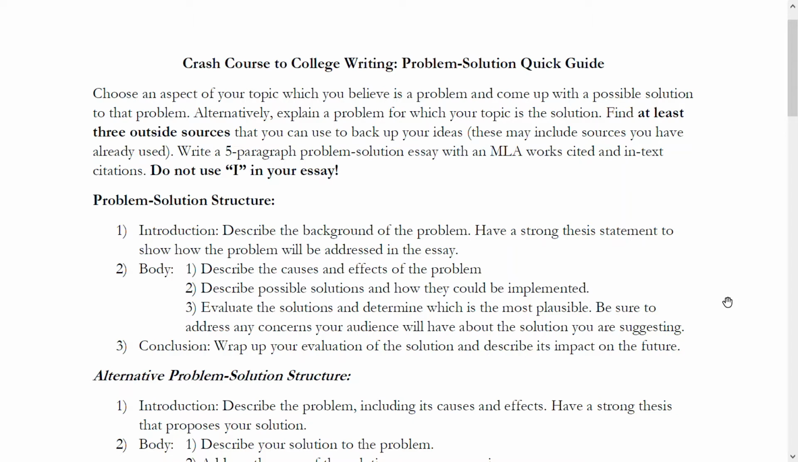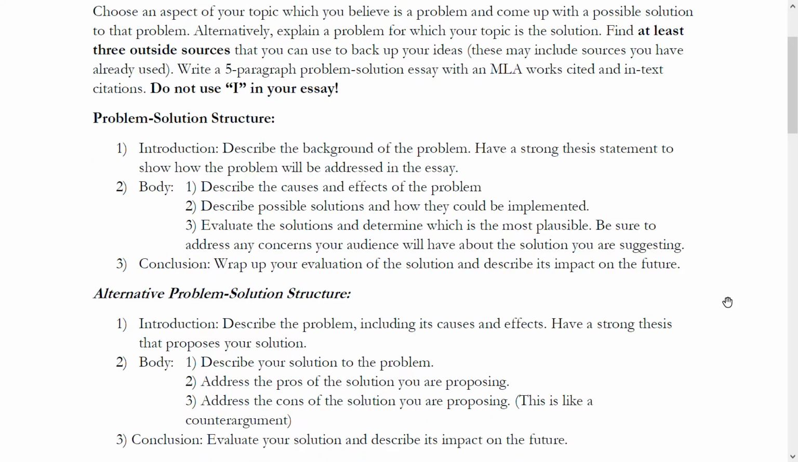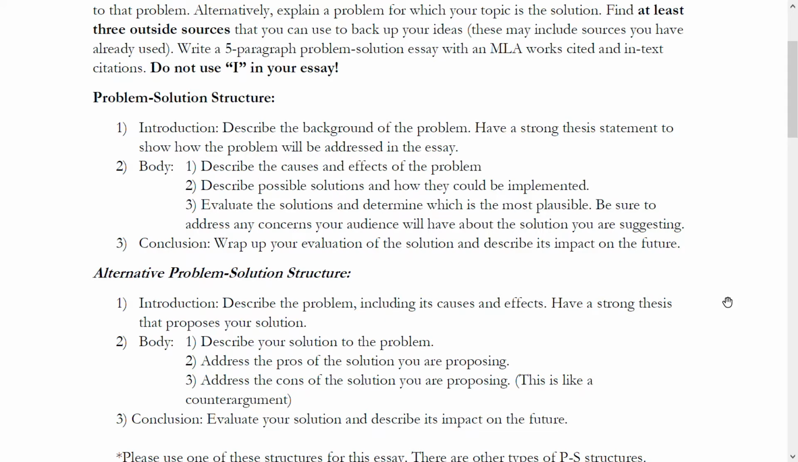Alright, so there are 2 possible structures you can use. There are many different kinds of problem solution structures. This is a really common IELTS kind of writing, but the IELTS one is a little bit different because it's a timed writing. So we're going to look at just these 2 structures. Please use one of these for your essay. Okay, so the main structure starts with your introduction, of course, where you have the background of the problem, so just simple what is the problem, and then a strong thesis statement that shows how the problem is going to be addressed in your essay.